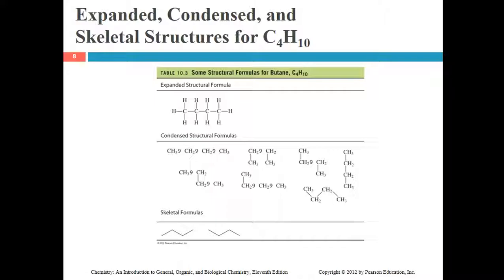Notice here that if we had 4 carbons and 10 hydrogens, there are different ways that this could be represented here. I don't understand what the 9 is. I think that's a misprint, so just ignore the 9. As a whole, we're going to look at the expanded structural formula, ignore all these condensed structural formulas. The expanded structural formulas are down here at the skeleton formulas. Otherwise, ignore this whole section on condensed structural formulas here, because that's some misprint.